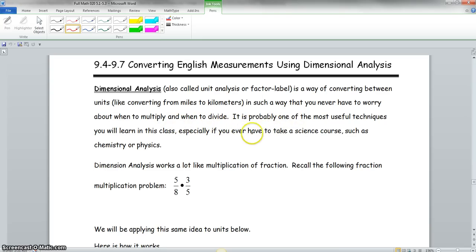It is probably one of the most useful techniques you will learn in this class, especially if you ever have to take a science course such as chemistry or physics. Dimensional analysis works a lot like multiplication of fractions. Recall the following fraction multiplication problem. We have 5/8 times 3/5. We will be applying the same idea to units below.